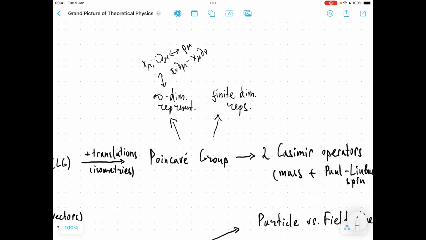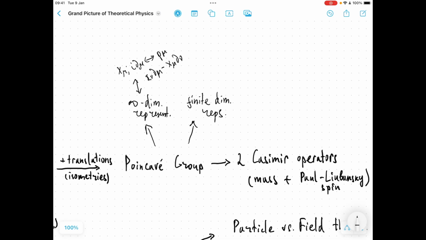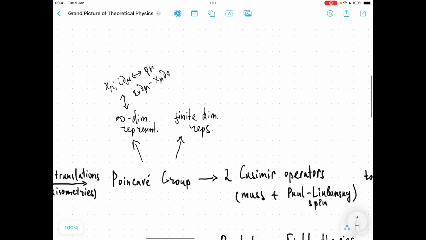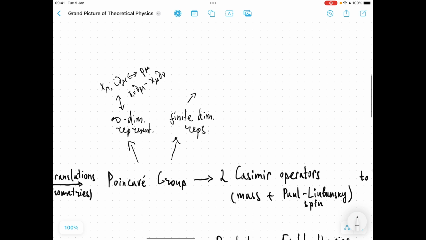And finite reps of the Poincare group will be similar to the same stuff we were seeing. I mean, we'll have SU2 representations, for example, and I mean SU2 by SU2 actually, and they will just mix up the field components. So if you have some fields, some capital phi with some indices here, then it will mix up the field components overall.